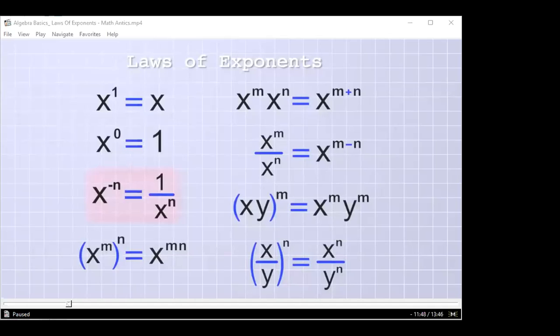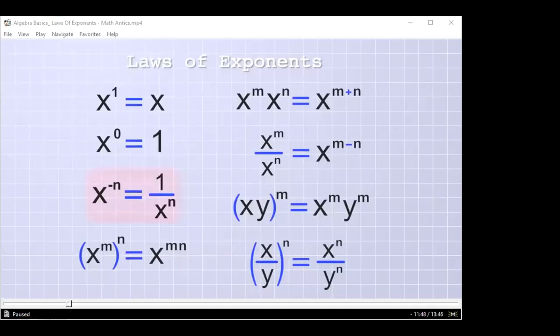Anything to the power of 0 equals what? 1. Yes. And we talked also yesterday about x to the power of negative n. We want to change it into positive. So what do we have to do to change the negative exponents into positive exponents? Make a fraction. Put 1. Yes. We will transfer it to the denominator with positive exponents.